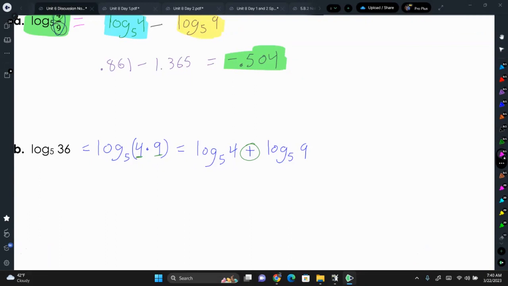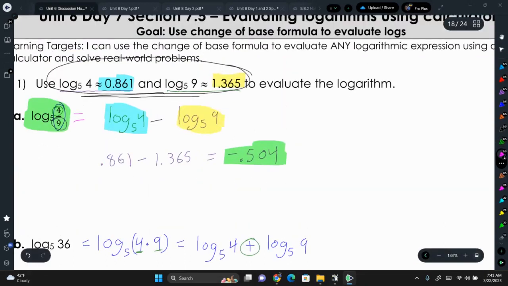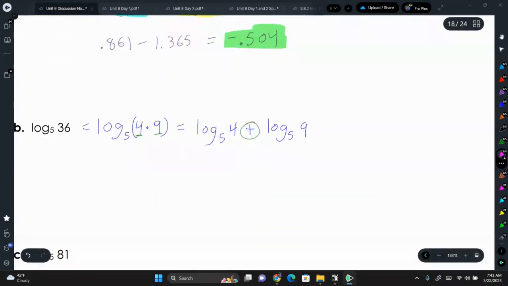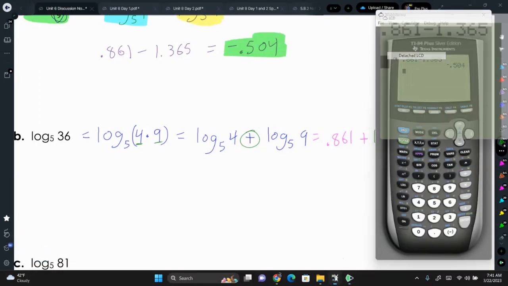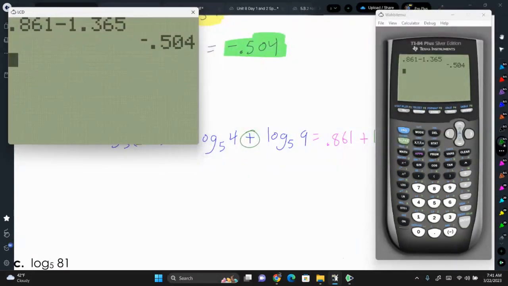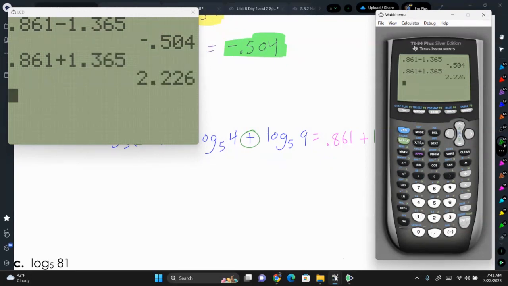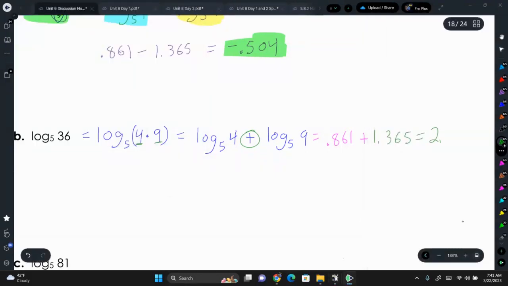So now that we have log base 5 of 4 plus log base 5 of 9, we can substitute it with these up here. So log base 5 of 4 is 0.861 plus log base 5 of 9 is 1.365. So when we add those, 0.861 plus 1.365, we get 2.226.